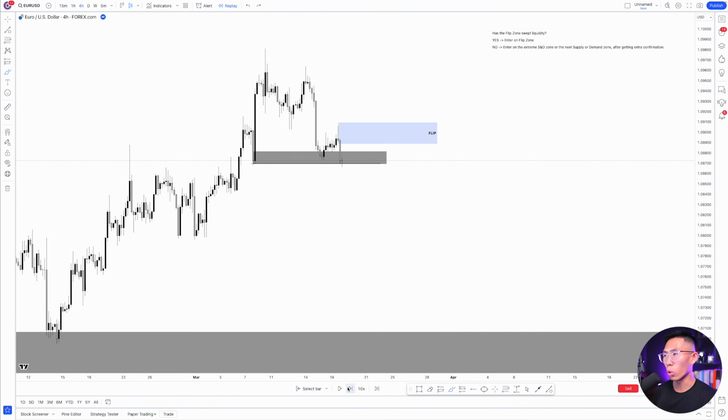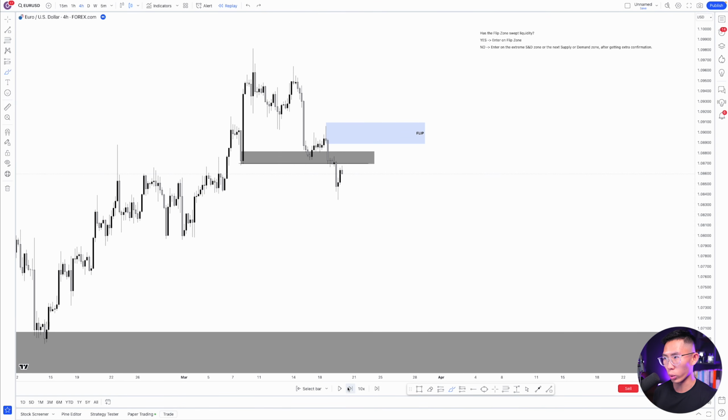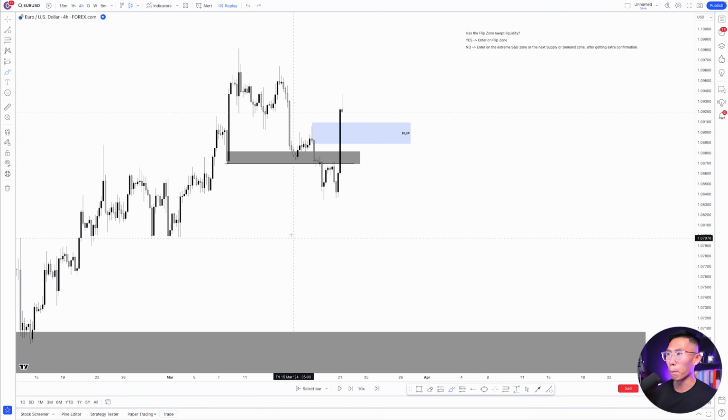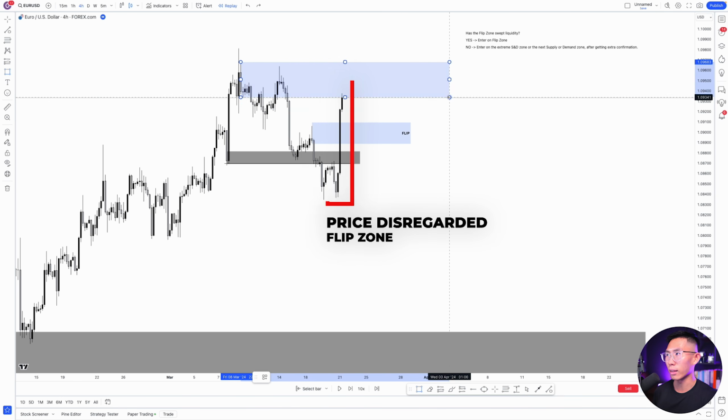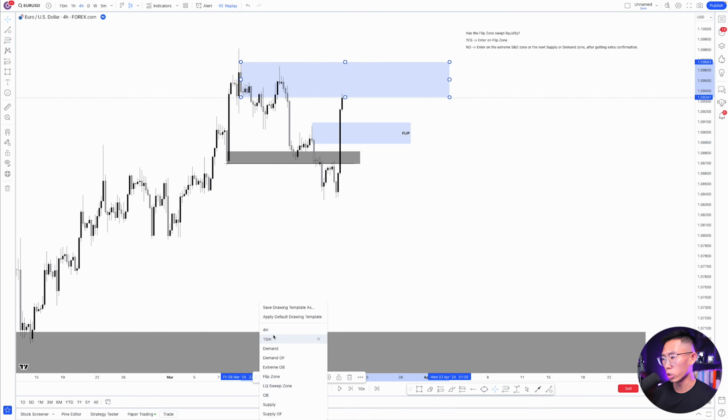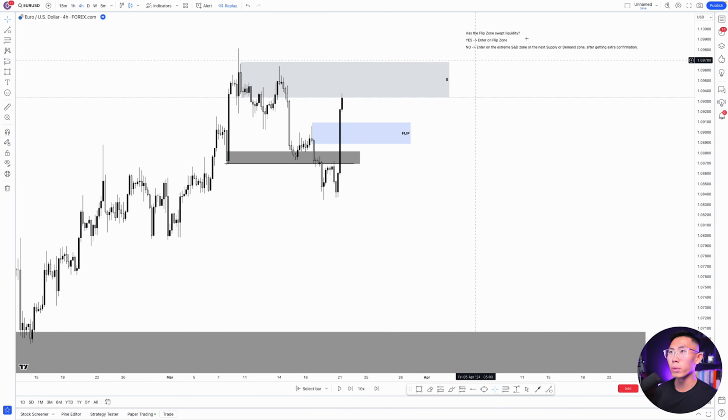But once again, always wait and react to what the market is doing, and you can see price just goes down and boom, completely disregarded in this flip zone. And where is it going to go next? This entire supply zone that we have right here, right? This entire supply zone that we have, this range right here. Boom, that is when you can potentially look for your entry.